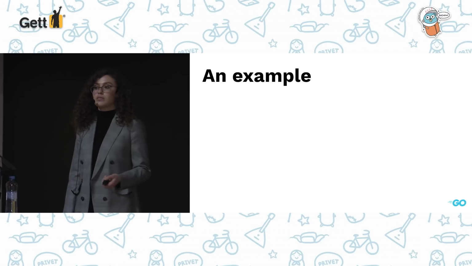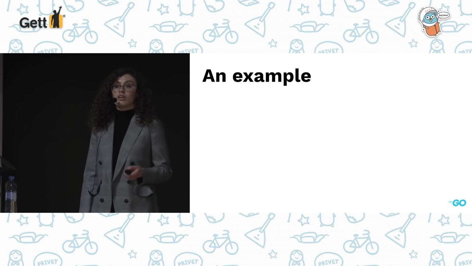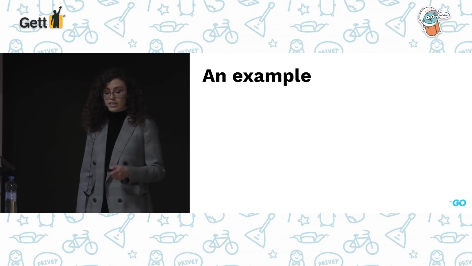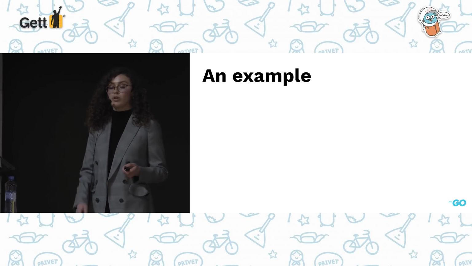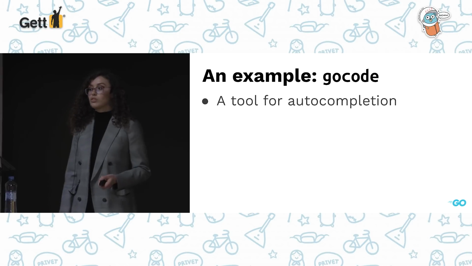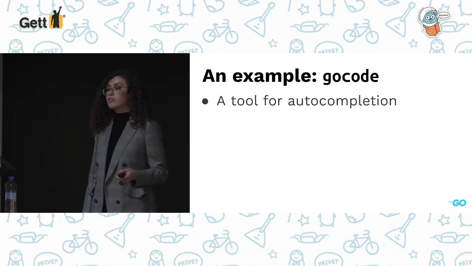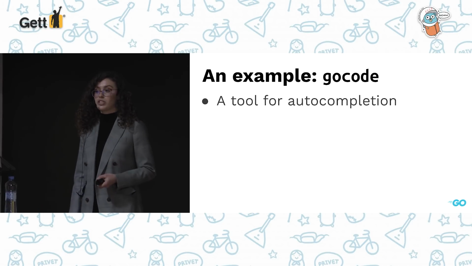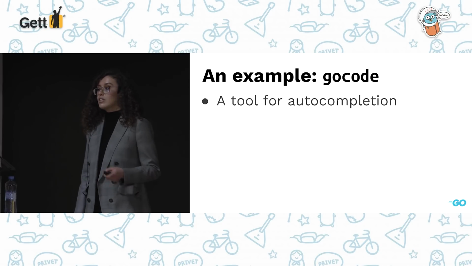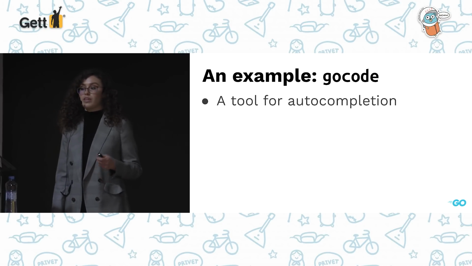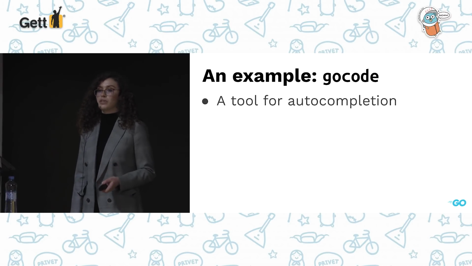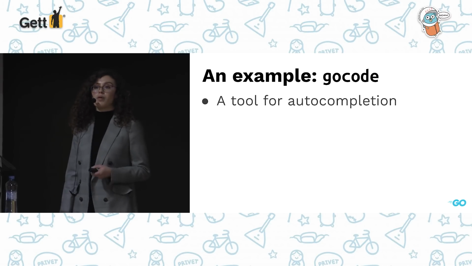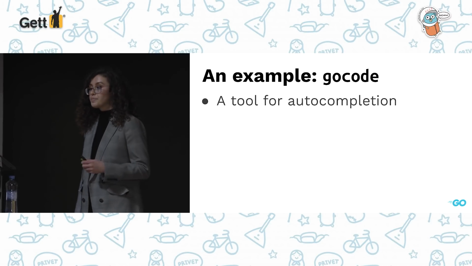So to understand more about why that happens, we'll talk about an example. It'll be an example of a tool that has broken over a number of the past Go releases. The tool we'll talk about is Go code, which is the tool that's used for auto-completion in the majority of editors. It comes default with VS Code and a lot of others, except for Goland. So if you're using auto-completion in your editor, you are probably using Go code.